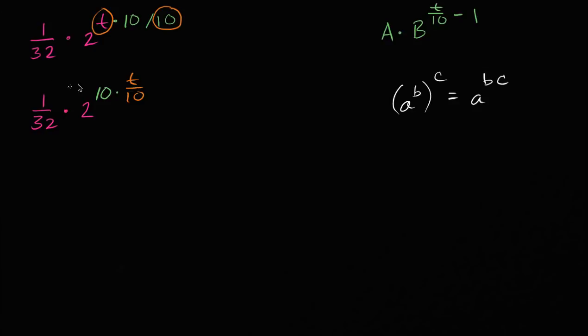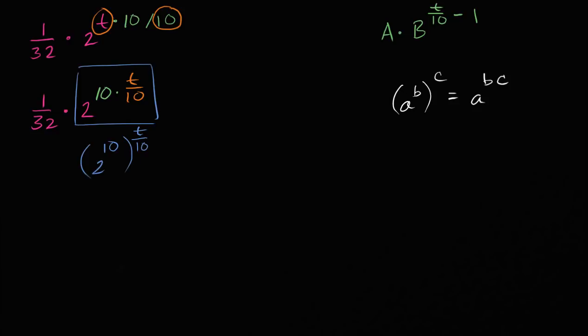And so this piece right over here, I can rewrite as 2 to the 10th, and then raise that to the t over 10 power. Once again, 2 to the 10th, and then raise that to the t over 10. That's going to be the same thing as 2 to the 10 times t over 10.